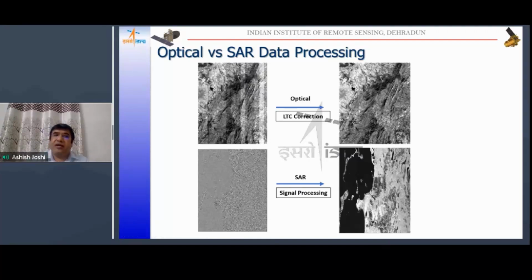In the optical, we can see some of the features in the raw data, but in the SAR raw data, we cannot see any of the features. And we have to apply some signal processing techniques in the SAR data processing.